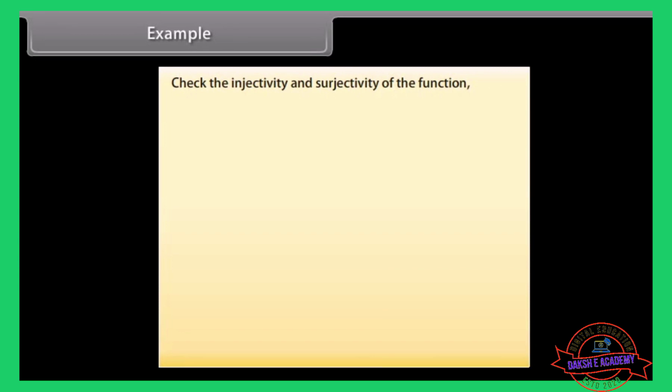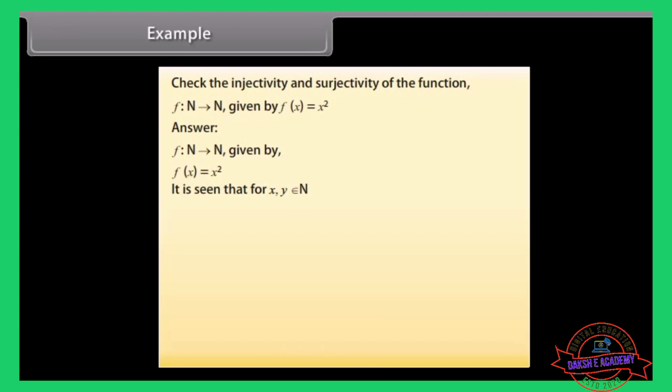Example. Check the injectivity and surjectivity of the function f from N to N given by f of x is equal to x square. Answer. Function f from N to N is given by f of x equals x square. It is seen that for x, y belongs to N, f of x is equal to f of y, which implies that x square is equal to y square, which implies that x is equal to y.